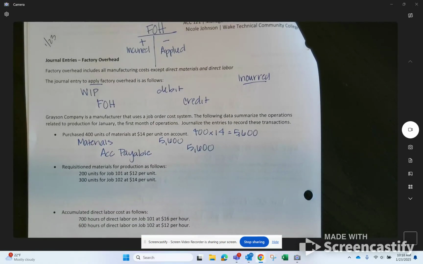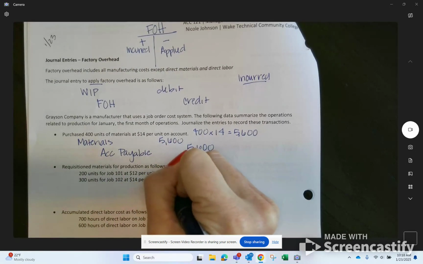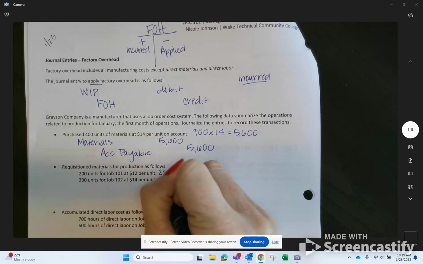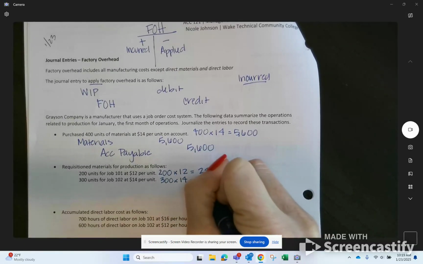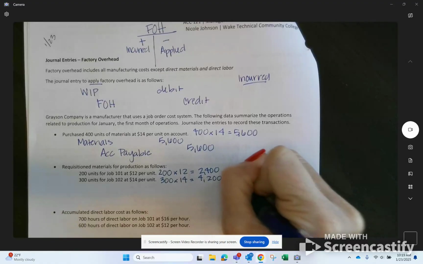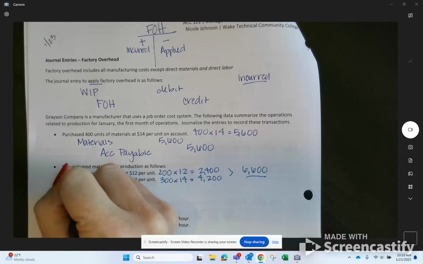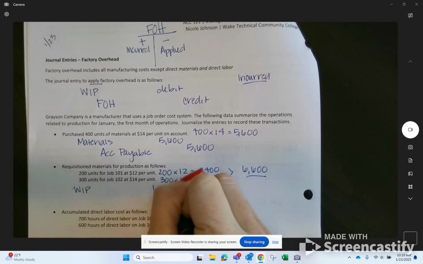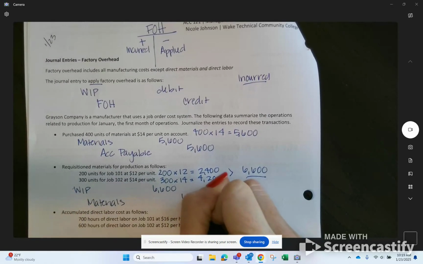Next up will be a scenario where we requisitioned materials for production. So we have 200 units for job 101 at 12 per unit. That'll be $2,400. We've got 300 units for job 102 at 14 per unit. That'll come out to 4,200. Of these combined, 6,600. When we do this, we'll debit work in process, 6,600. Credit materials, 6,600.